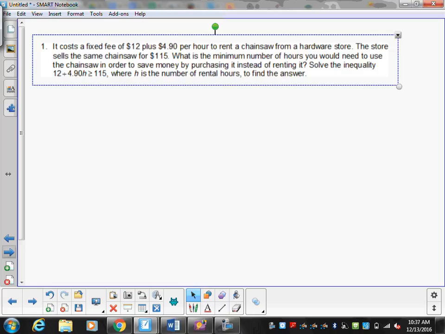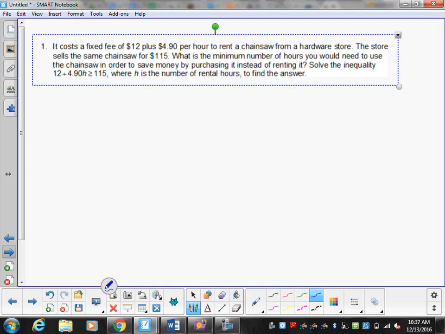Number 1 says it costs a fixed fee of $12 plus $4.90 per hour to rent a chainsaw from a hardware store. The store sells the same chainsaw for $115. What is the minimum number of hours you would need to use the chainsaw in order to save money by purchasing it instead of renting it? Solve the inequality 12 plus 4.90h is greater than 115, where h is the number of rental hours, to find the answer. Okay.